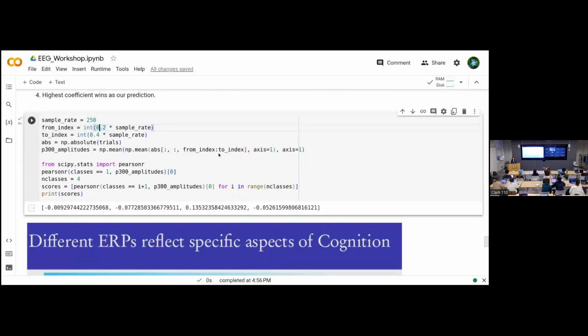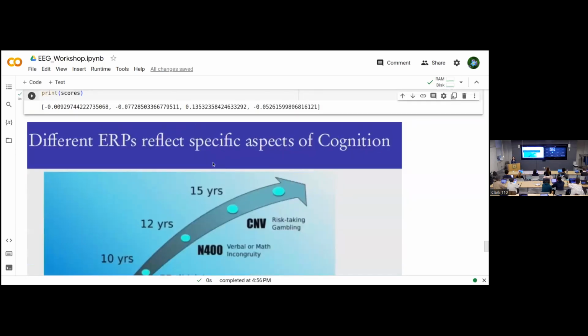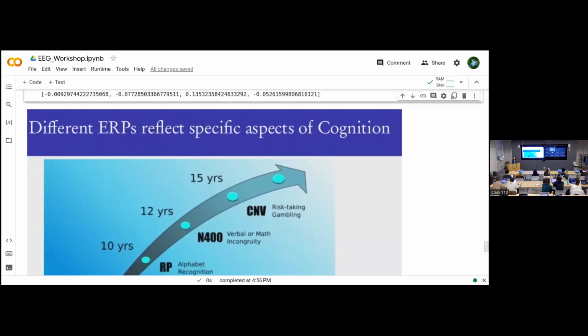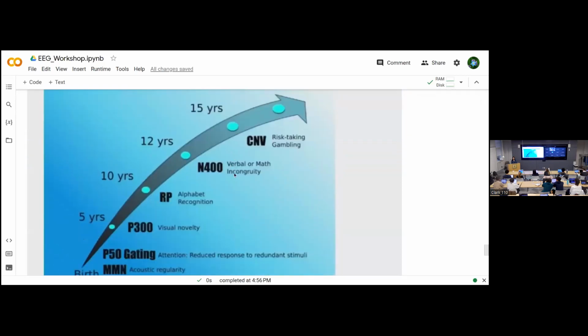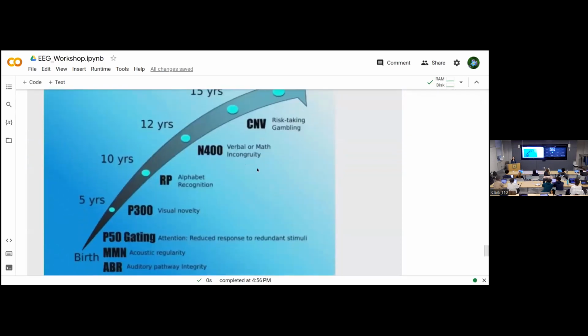So that wraps up the demo itself, and then just some other information, because this is a very narrow demo for what we can do with EEG. There are many different ERPs, like I mentioned, that reflect different aspects of cognition. So we're not limited just to visual stimulus and P300. If you look at this picture that I found on YouTube, there are many different kinds of signals that are correlated with a specific cognitive event.